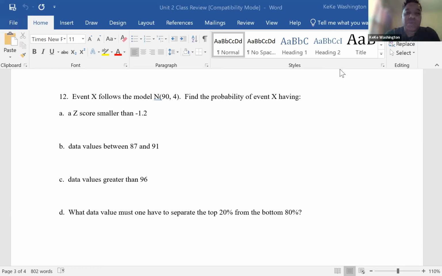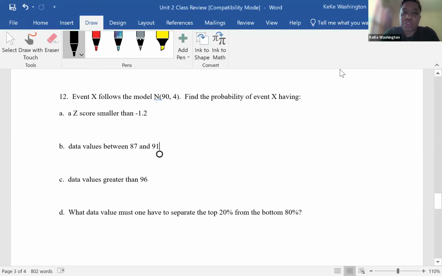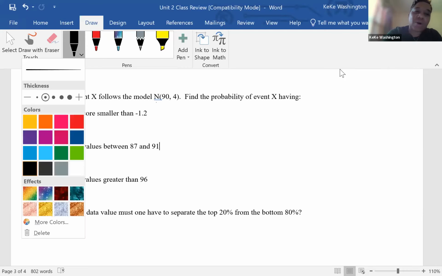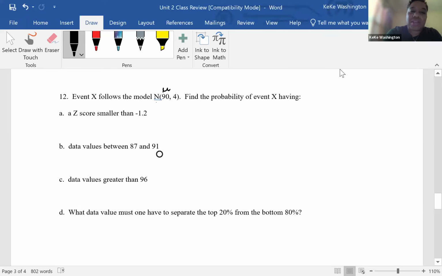All right, so here the question says we have event X. It follows the model N, which says it's a normal distribution. The 90, remember, that is our mu, so that's your population mean. And then the 4 is your sigma, the population standard deviation. So we're going to go over to StatCrunch.